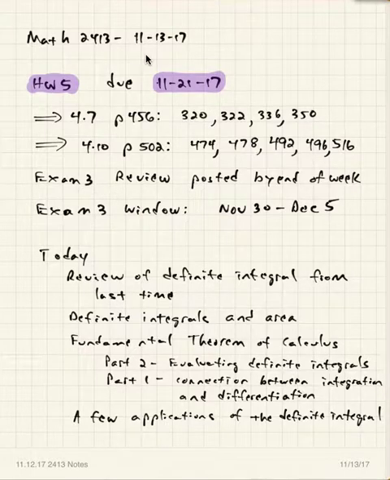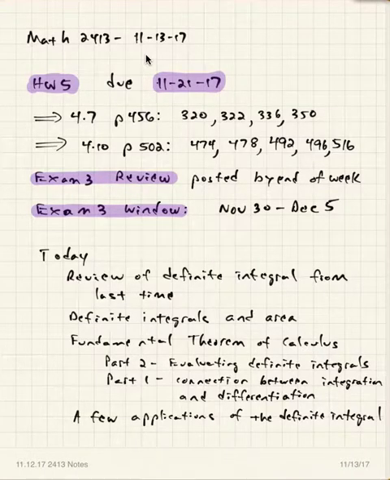The Exam 3 review will be posted by the end of this week, so be looking for that, probably Thursday or Friday. And let me remind you that the Exam 3 testing window opens the week after Thanksgiving. It'll open November the 30th and run through December the 5th. So we're rapidly coming up on the end of the semester. Just a couple more lectures left for the semester.